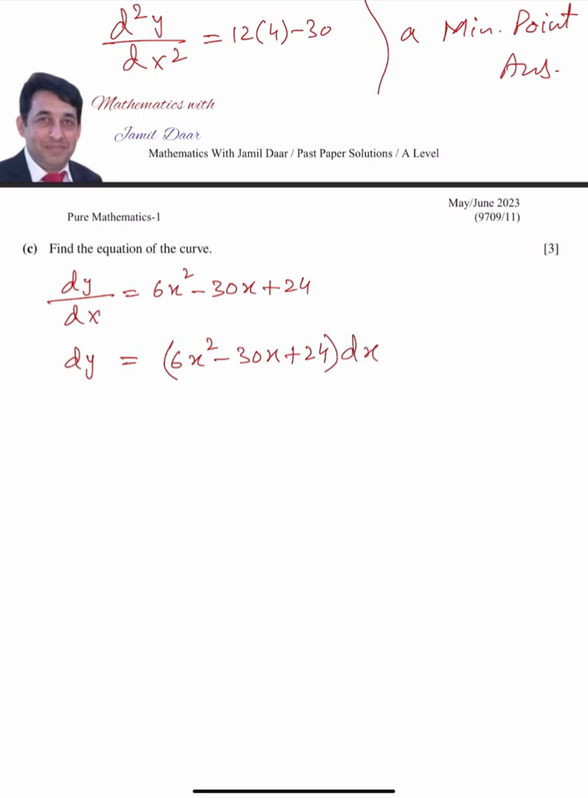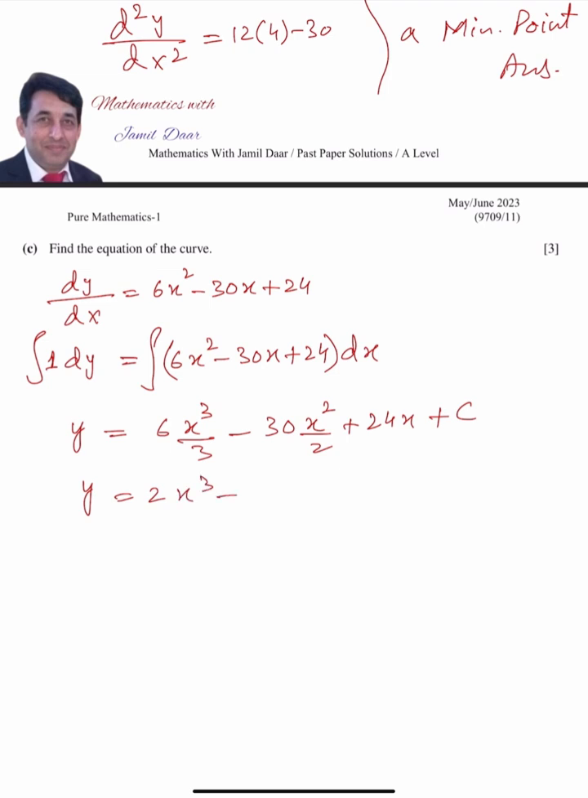Now applying integration on both sides. So integration of 1 dy will become y, and this will become 6x raised to the power of 3 over 3 minus 30 x square over 2 plus 24x plus c. And this will become y is equal to 2x cube minus 15x square plus 24x plus c.